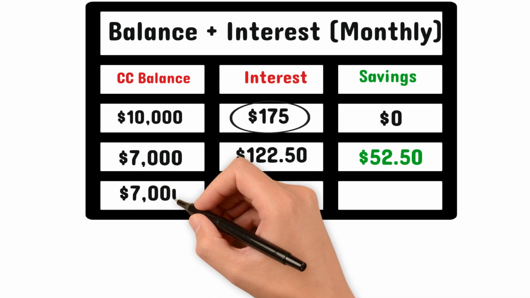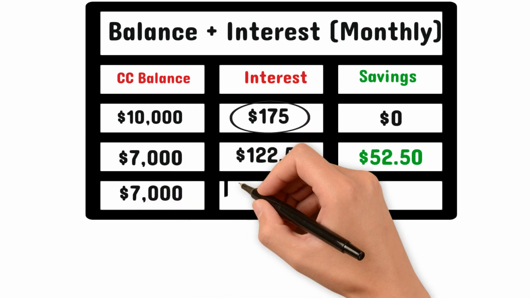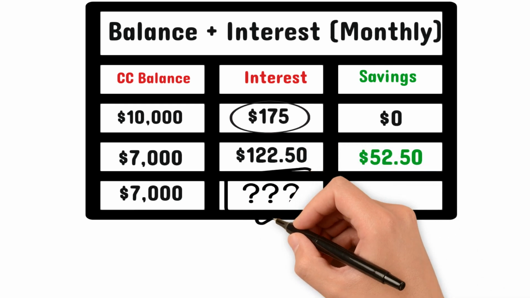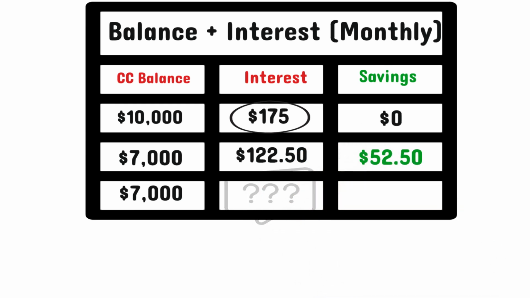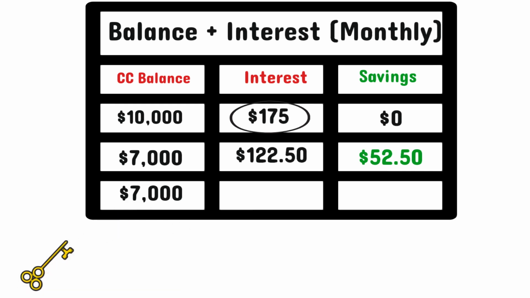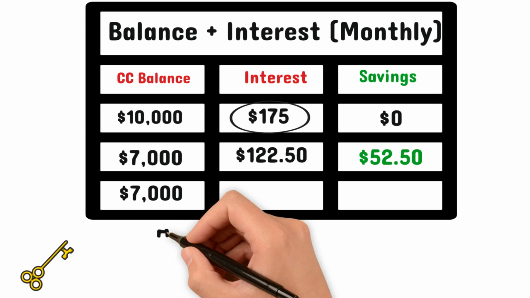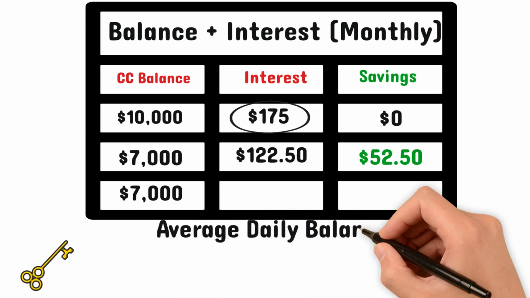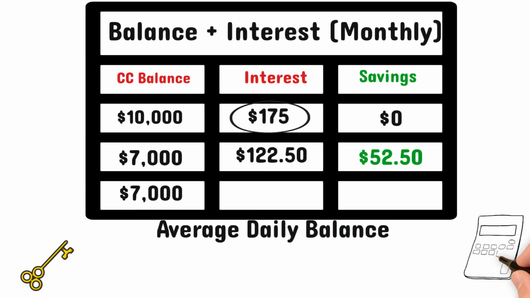So what was the point of Phil doing that if he just ended up in the exact same spot that he started? Well, although Phil still has a credit card balance of $7,000, he's also lowered a key metric that is used to calculate the monthly interest charge on his credit card, and that is his average daily balance. When banks calculate how much interest to charge a person on their credit card, what they do is they look at the balance on the card for each day that is a part of a payment period.